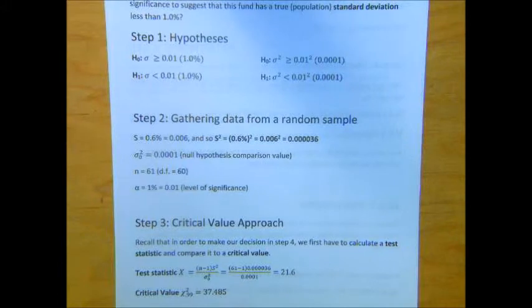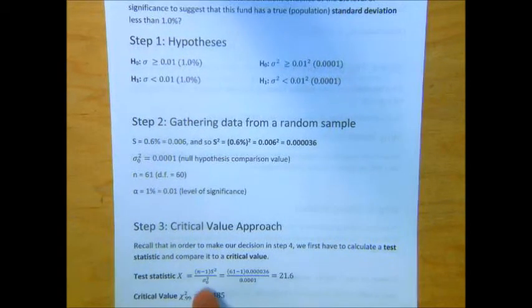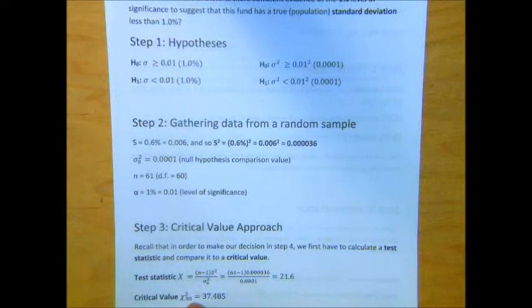In step 3, if we choose to do our critical valued approach, then we need to first calculate a test statistic and then a critical value. Here our test statistic has the same formula as before. We take the sample size minus 1, also known as the degrees of freedom, multiply by the sample variance, and divide by the null hypothesis comparison variance. Now you see why we had to convert all of our standard deviations to variances, because we needed them as variances for this test statistic. If you do the math on this, you'll get 21.6, and again I urge you to try that on your own. The critical value from the book, which I'll show you in a moment, should be 37.485.